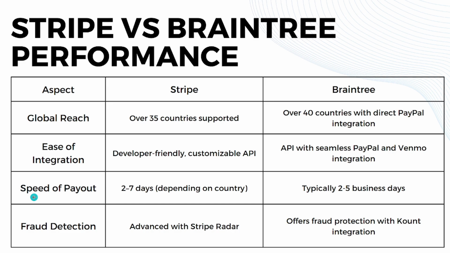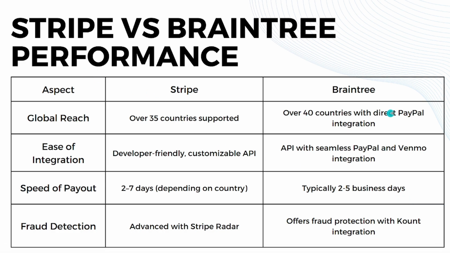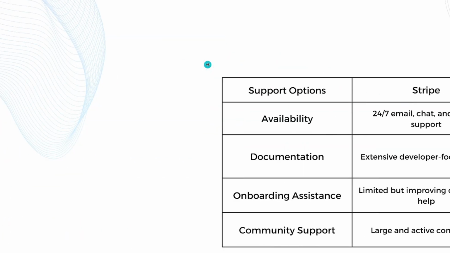And when it comes to speed of payout, Stripe has a 2 to 7 day payout interval depending on the country, while Braintree is typically 2 to 5 business days. And lastly, for fraud detection, Stripe has advanced fraud detection with Stripe Radar, while Braintree offers fraud protection with Kount integration. So you need to have Kount. So that's it for the performance comparison. So now let's go directly to customer support.